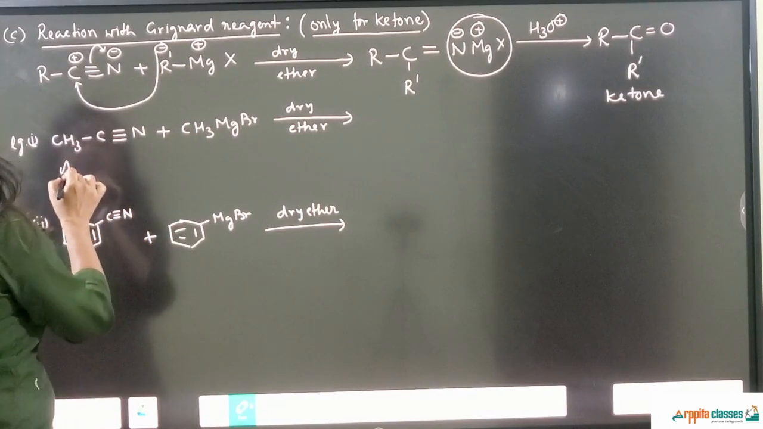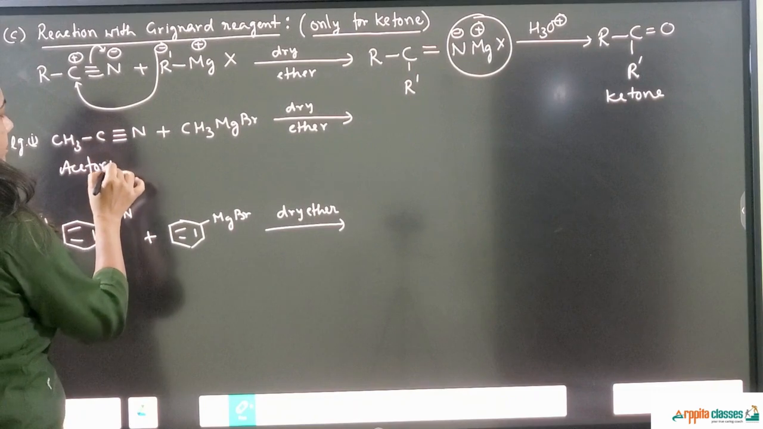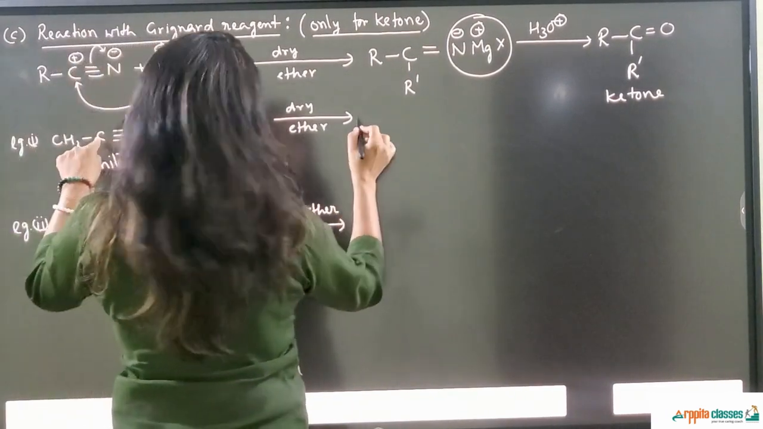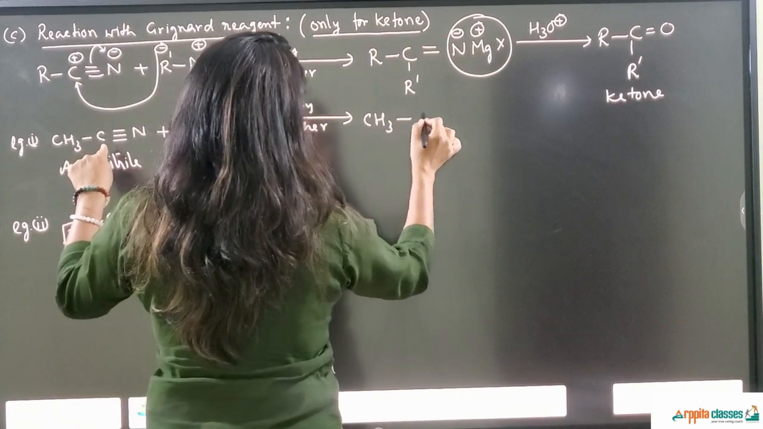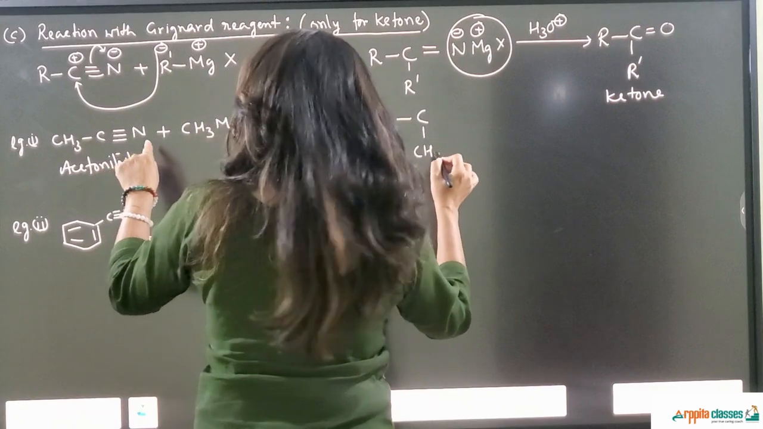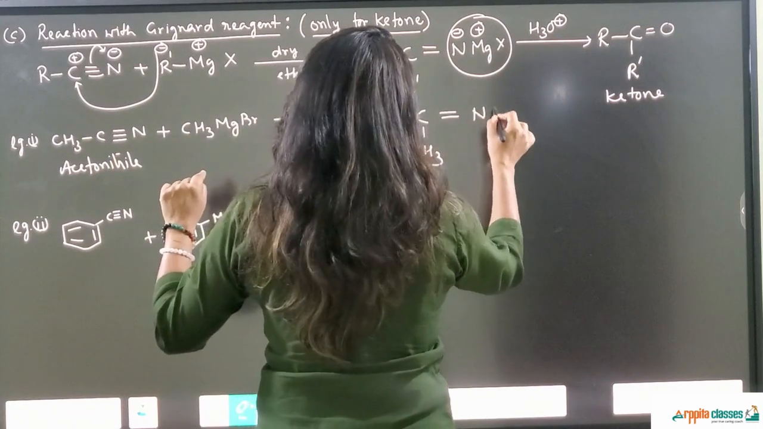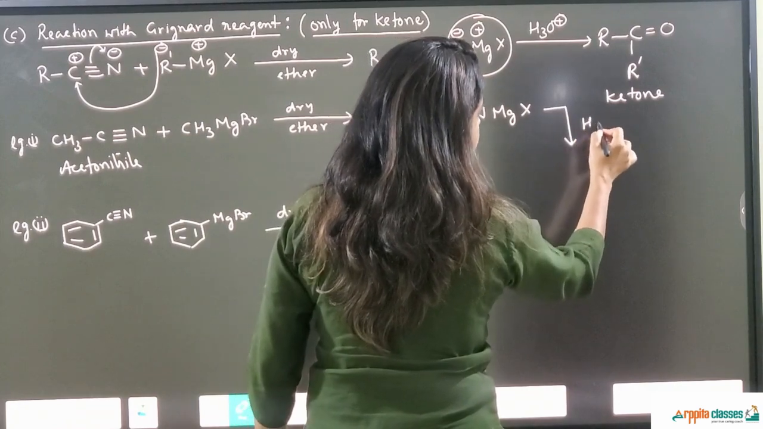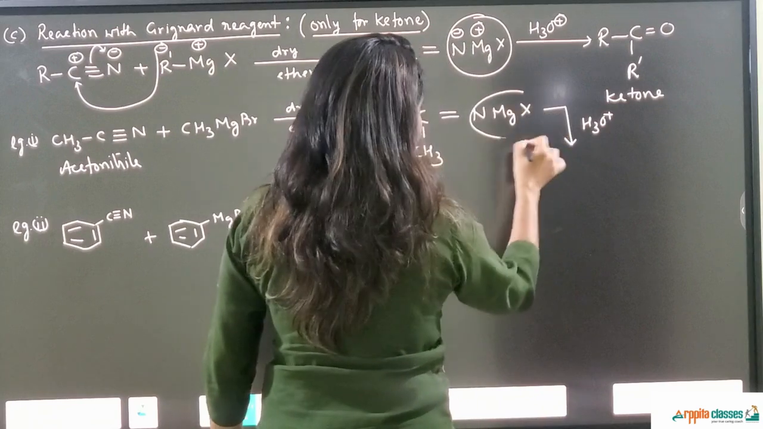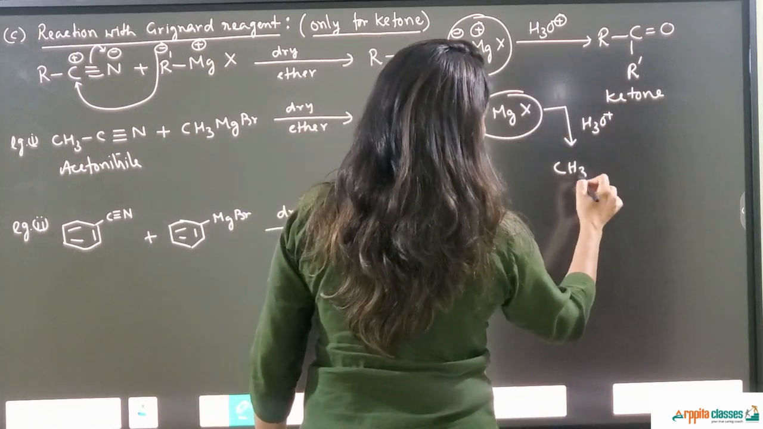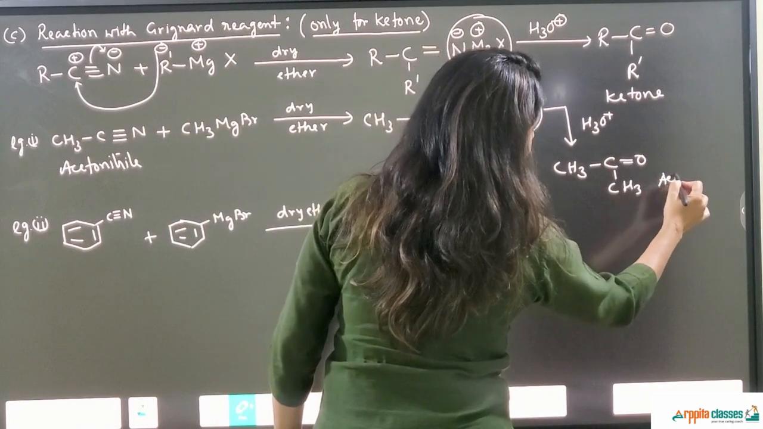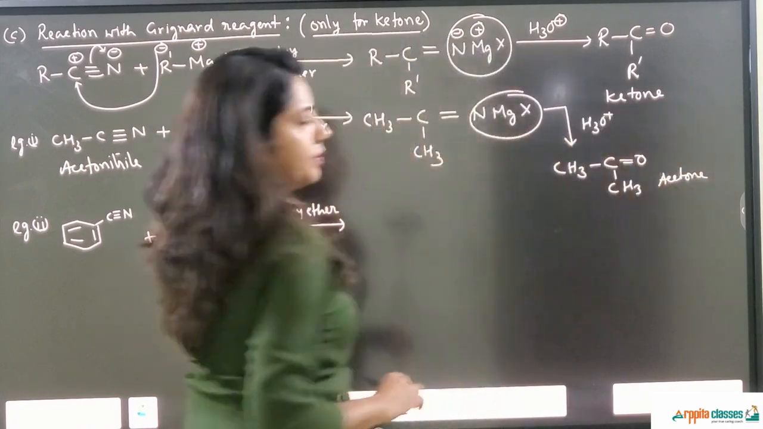Let's say this is acetonitrile, CH3MgBr. So CH3 will get attached to this carbon atom and get attaching over here. Then this is double bond N, MgX. Now this will go for acidic hydrolysis. The entire group will convert into O. So double bond O, CH3. You are getting acetone from here.